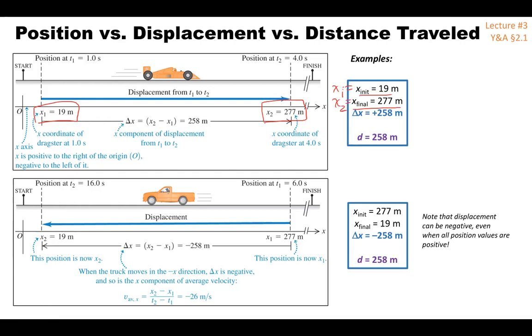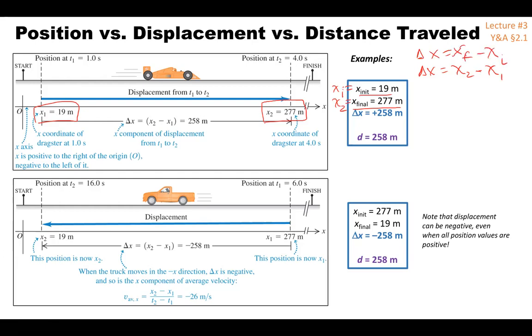How do we get the displacement then? Remember what the delta is. The delta is always the later minus the earlier position. So we have the later position minus earlier position. So you could also call that x final minus x initial.